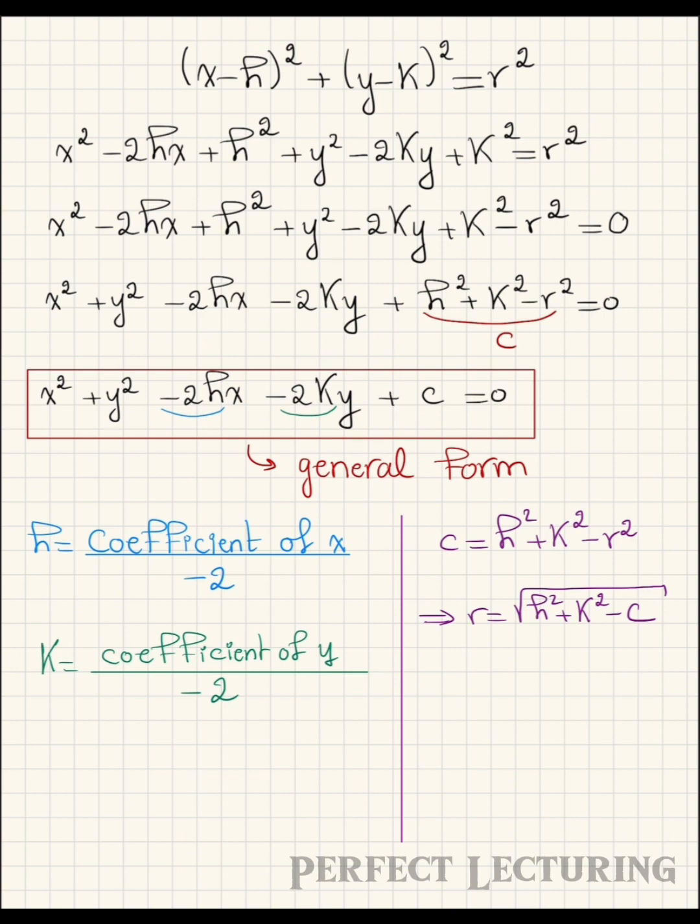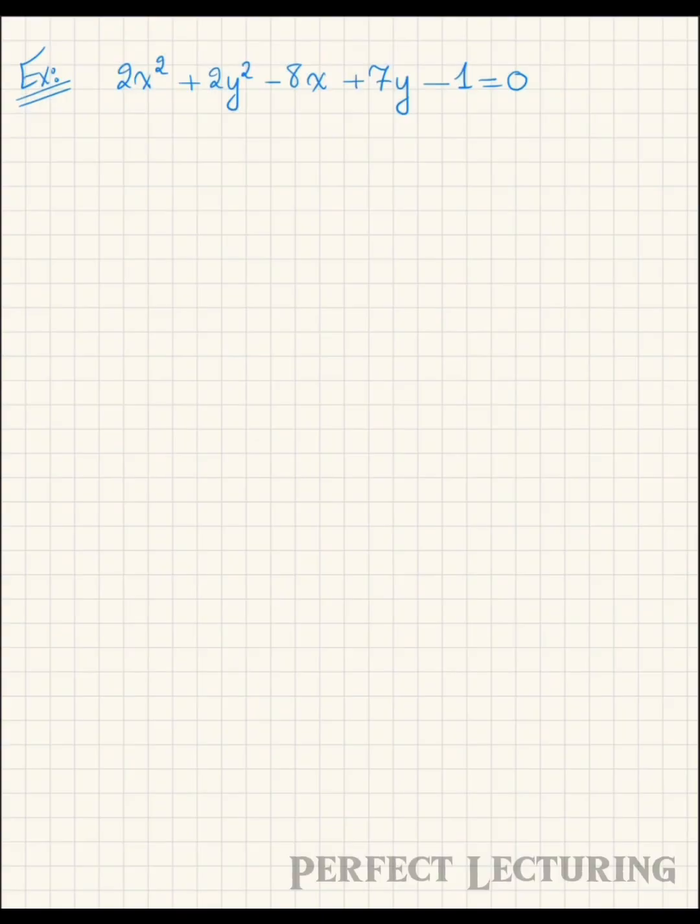But I have to make sure that the coefficients of x squared and y squared are 1. If they are not 1, then I have to divide the entire equation by this coefficient, as you will see in the next example. So if we have this equation which represents a circle, how do I find the center and the radius? There are two methods. The first method is to use the formulas that I just showed you, and the second method is to complete the squares. And I'm going to apply both methods.